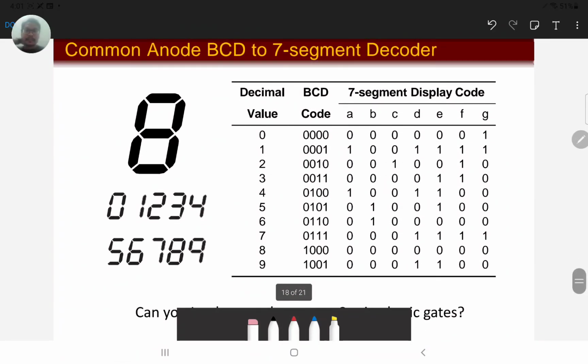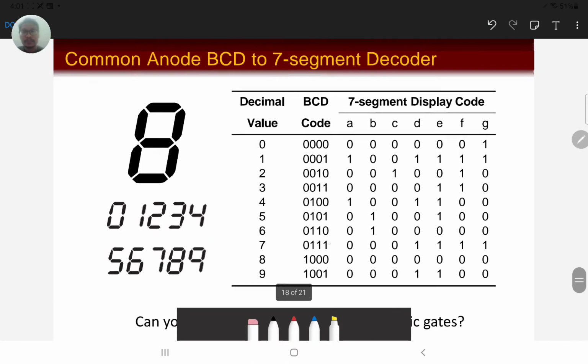Okay, let's look at the next example, a practical BCD to 7 segment decoder. This is the anode type. There's also the cathode type. The anode type is giving values here, for example, A, B, C, D, E, F, and G.